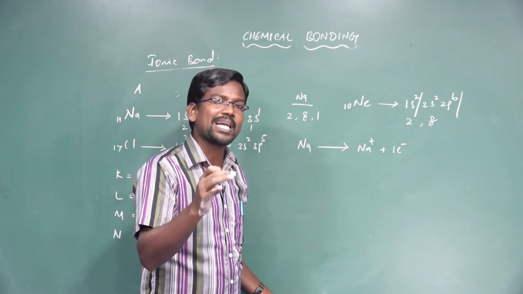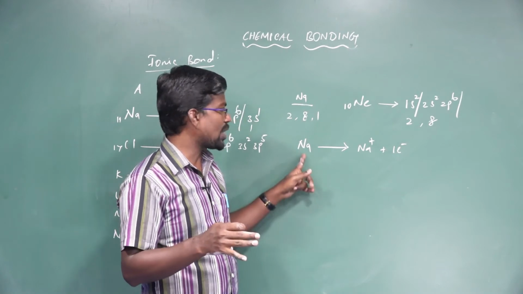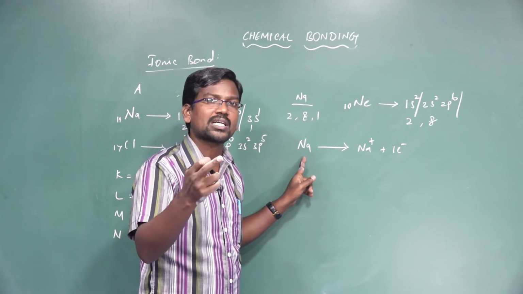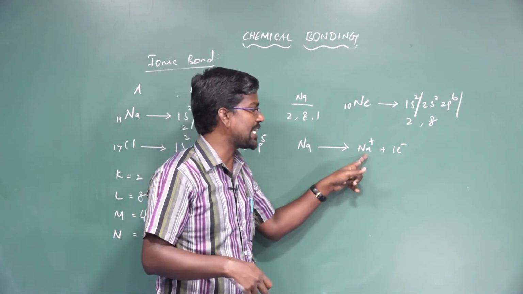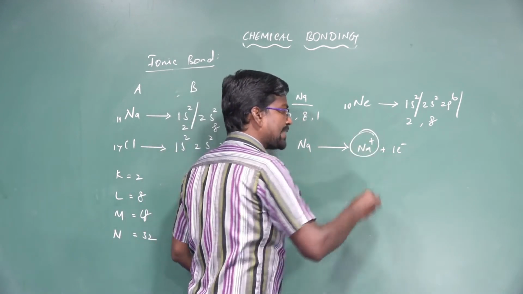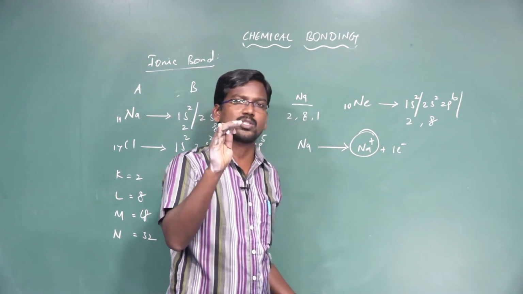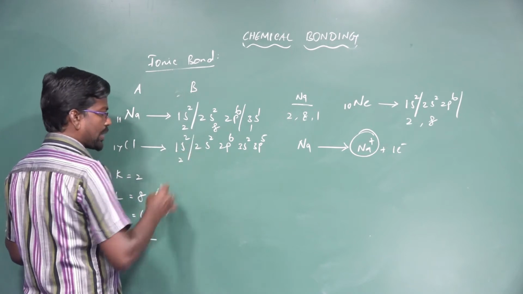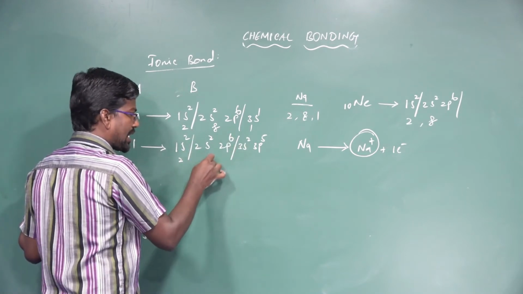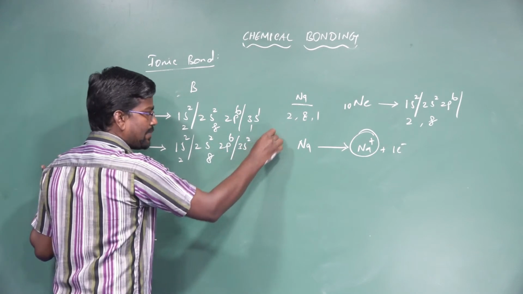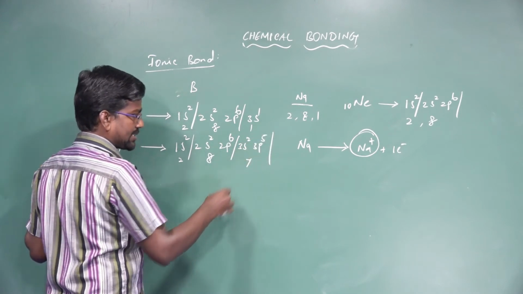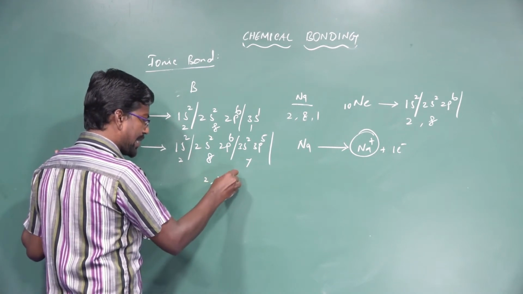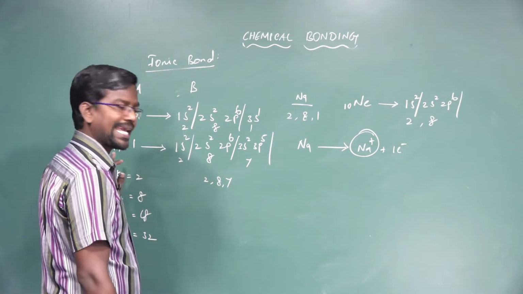So according to the stability of the metal ion, the sodium atom easily loses an electron. It has a strong tendency to lose an electron from the valence shell to form the Na plus ion, which is called a positively charged ion, a positive ion. Another one, the chlorine atom. How many electrons does the K shell accommodate? 2 electrons. The L shell? 8 electrons. The M shell? 7 electrons. So the electron configuration of chlorine is 2, 8, 7.